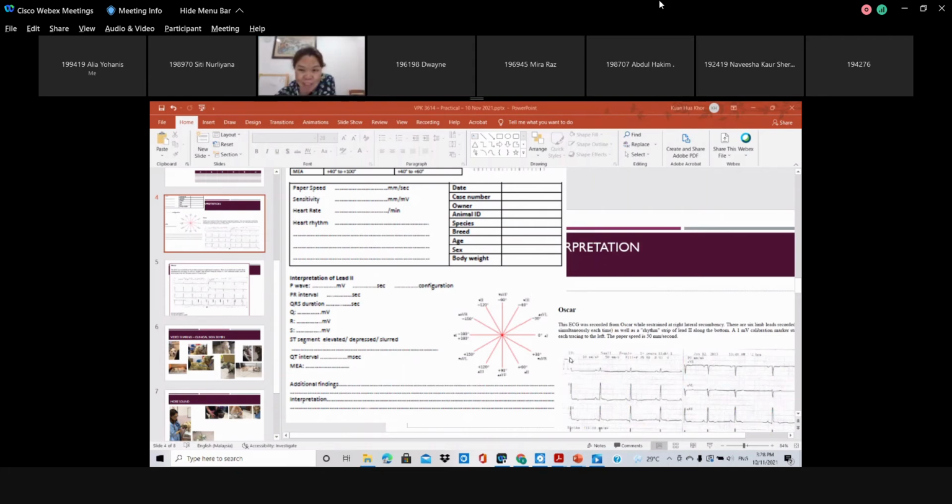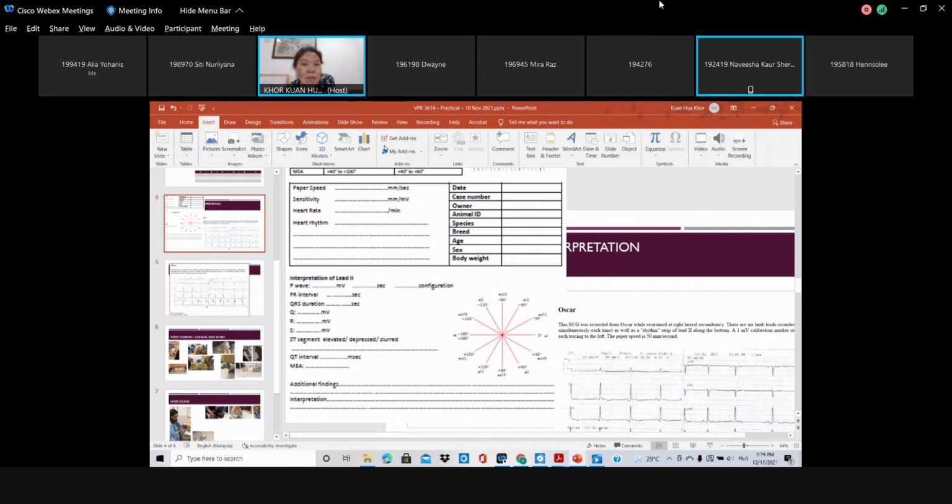Doctor, I think it's to the right. You get to the right. Okay, how did you calculate? Which lead were you looking at? I'm not sure, I'm still calculating. Sorry, doctor. Okay, then I'll ask the next victim. Haziq, what did you get?